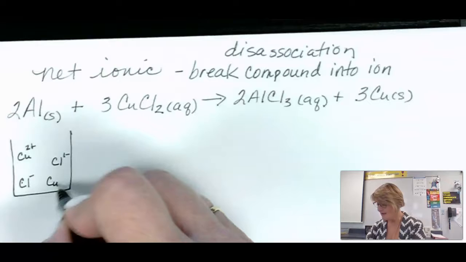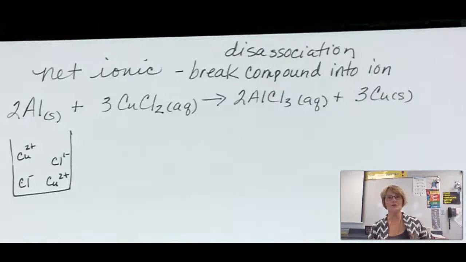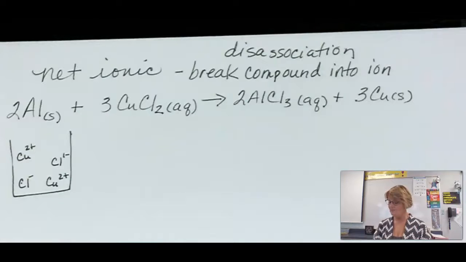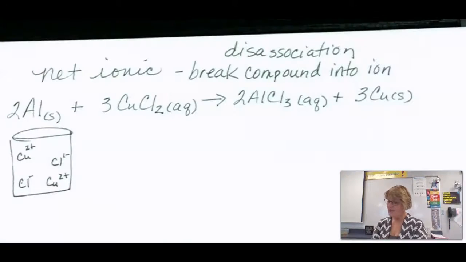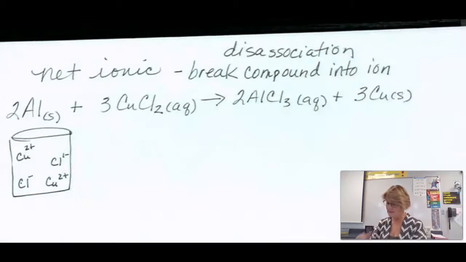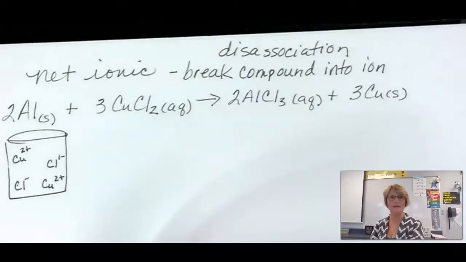If you take that aqueous solution, and let's say you evaporate the water off of it, then those ions are going to go back together to form your compound. So that's called dissociation, when they're broken apart within your solution. And because of that, we can write our net ionics.